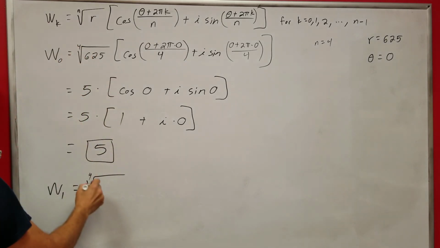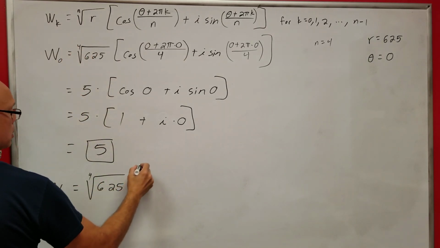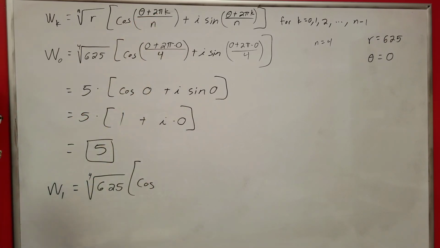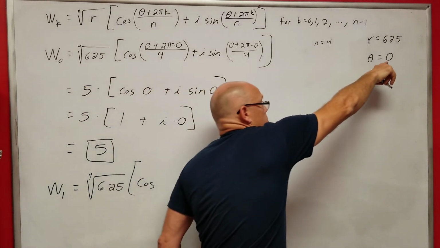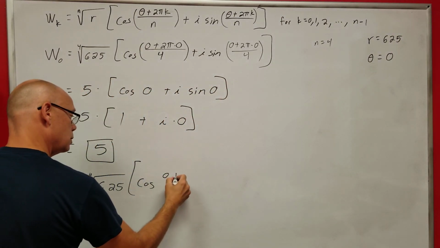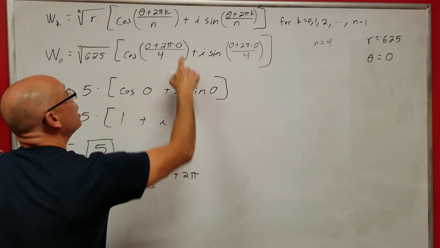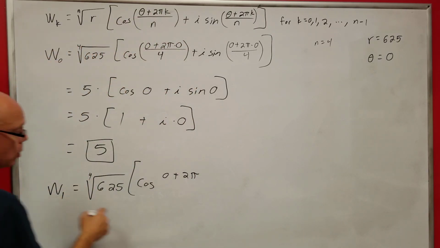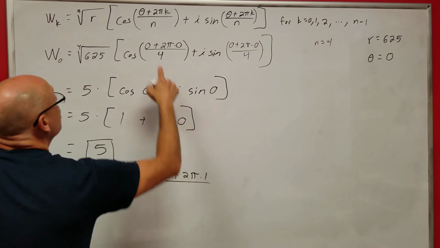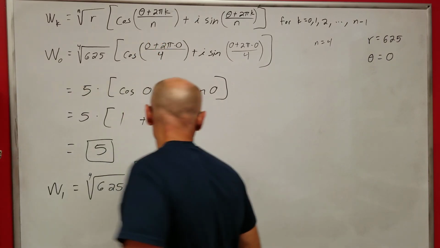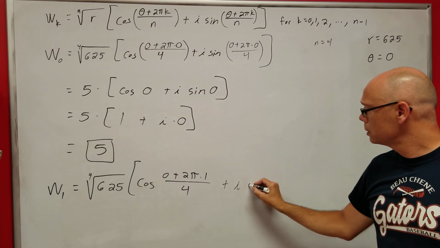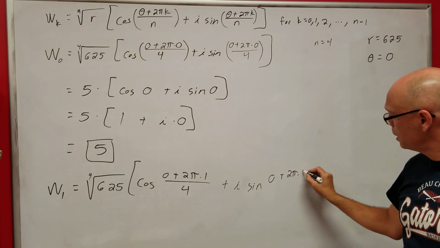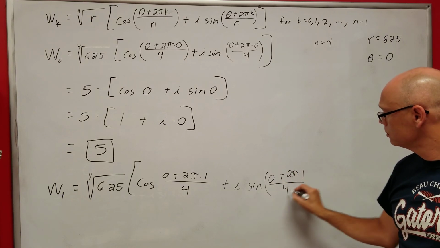So r is going to be 625 times the cosine of theta plus 2 pi k. What's our theta? 0 plus 2 pi times k. What is k in this part? It's now 1, right? Over n, we said n was 4, plus i times the sine of the same argument here. 0 plus 2 pi times 1 over 4.